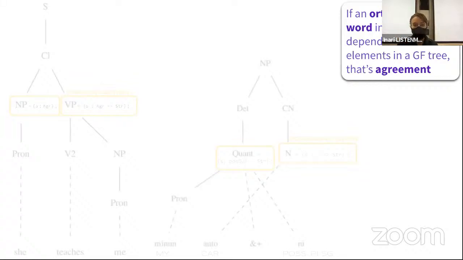Oh, we have a message in the chat. Question: does minun cause auto to have ni even if there are other words between them? Yes, it does. So it would be like my red car, my blue car, my very old car. That would happen. Then we just apply add to cn to those.